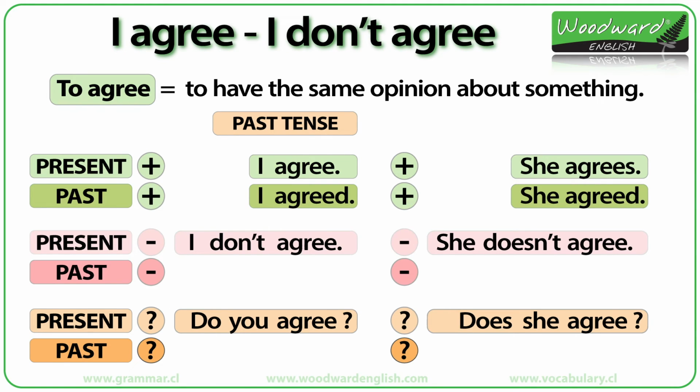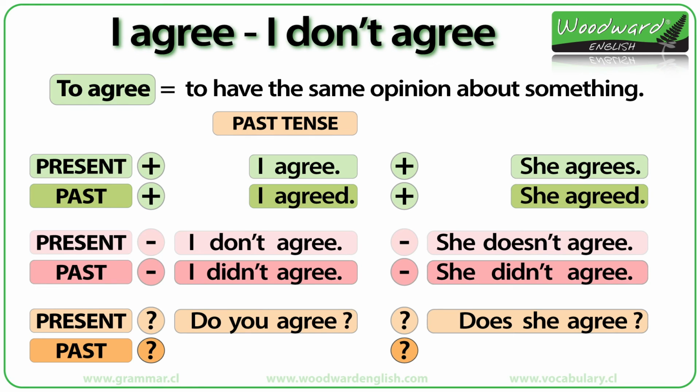With negative sentences, we just replace don't or doesn't with didn't to make it a negative sentence in the past tense. So, I don't agree becomes I didn't agree. The auxiliary didn't shows us that the negative sentence is in the past tense. The same happens with third-person subjects. She doesn't agree becomes she didn't agree. We just changed doesn't to didn't.